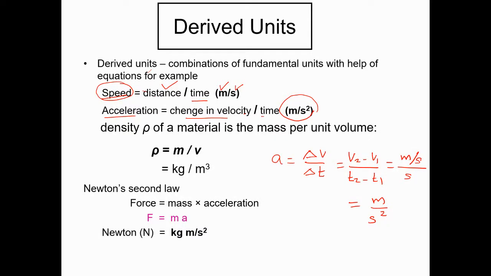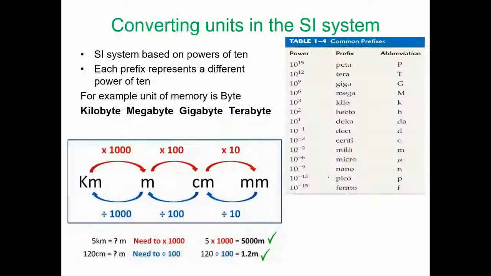Clear. Likewise, the density. What is the formula for density? The formula for density rho is mass over volume. The unit for mass is kilogram and the unit for volume is meter cube. So the unit for density is kilogram per meter cube. Clear. These are all examples of derived units.